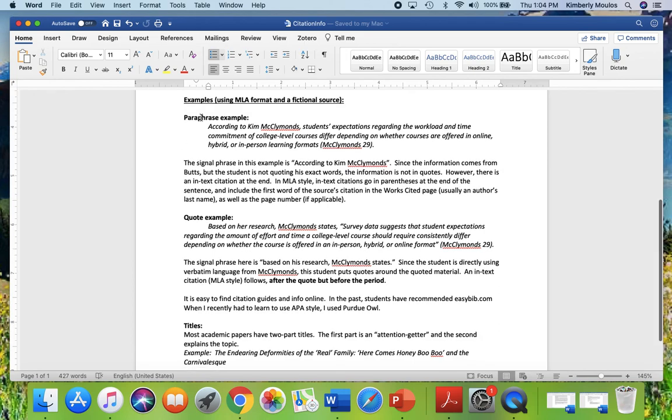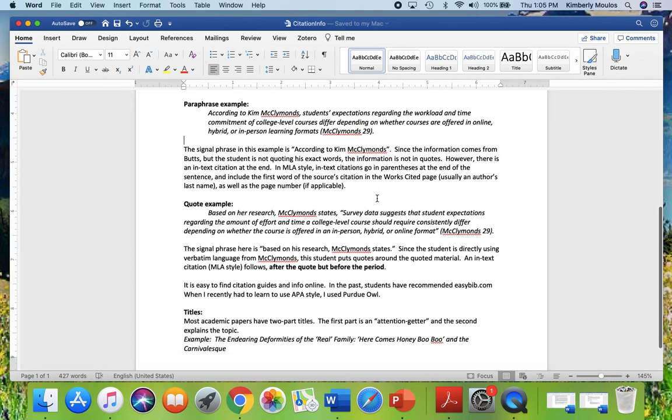So here is an example of something you're writing in your paper, and it's a paraphrase. So you say, according to Kim McClimans, students' expectations regarding the workload and time commitment of college level courses differ depending on whether courses are offered in online, hybrid, or in person learning formats. And then this is the in-text citation. So it goes right after the information, the paraphrase.